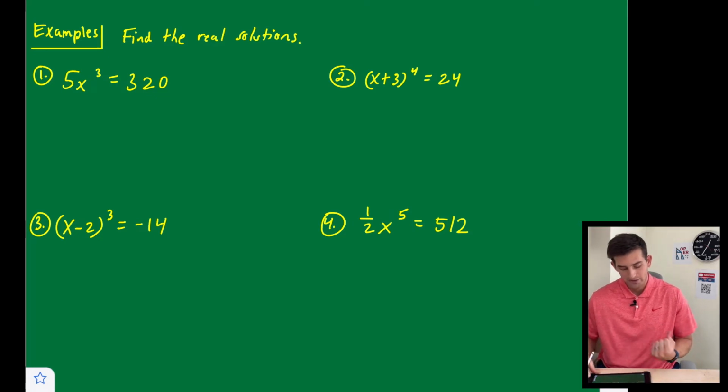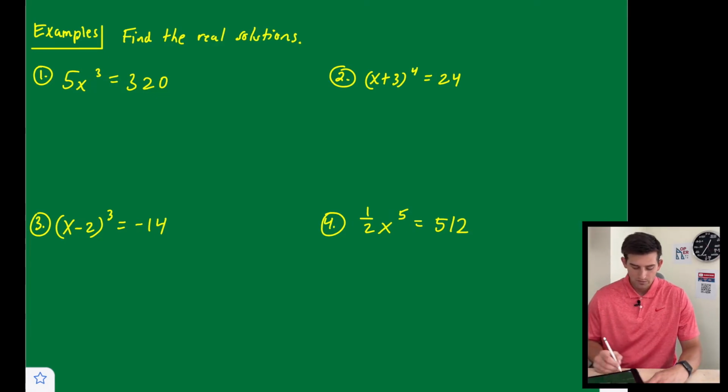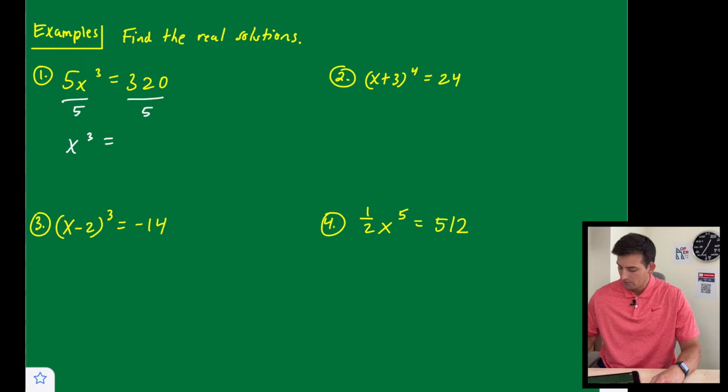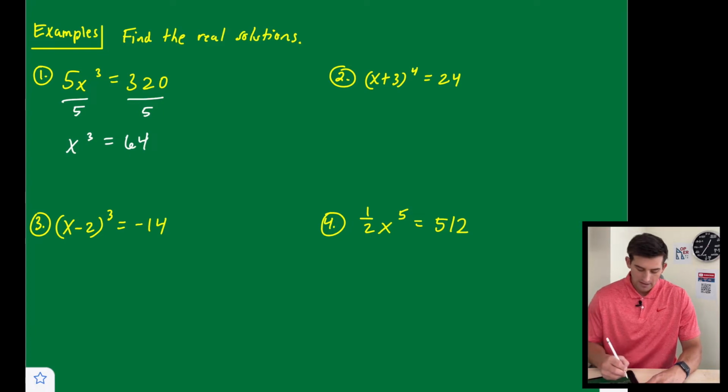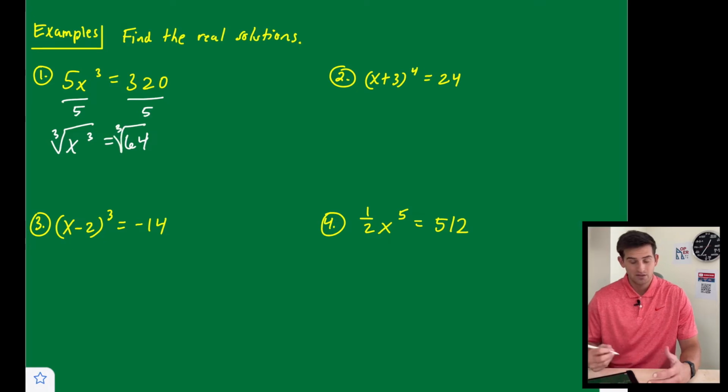Number 1, we have 5x cubed equals 320. I'm going to start off by dividing both sides by 5. So now I get x cubed is equal to, and we can do 320 divided by 5 to get 64. So x cubed is equal to 64. Now to undo cubing, we're going to take the cube root of both sides. The cube root of x cubed gives us x, and the cube root of 64 is 4.